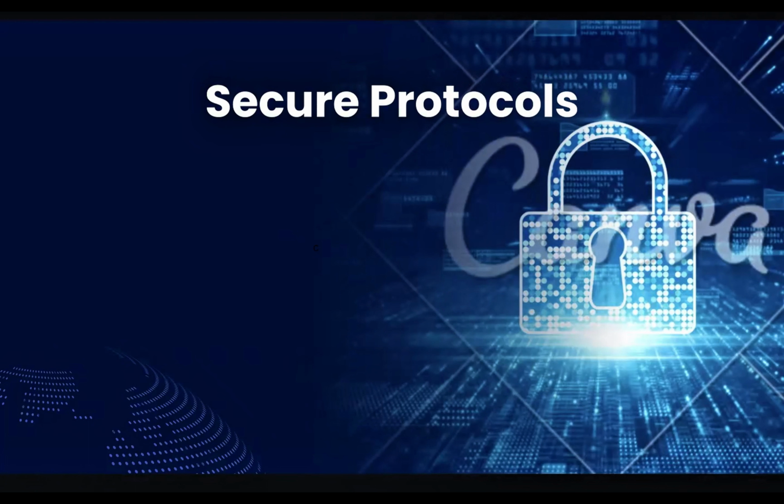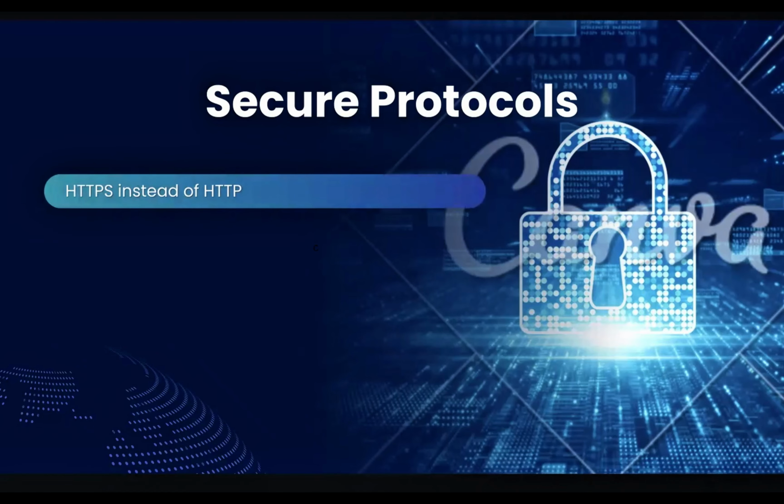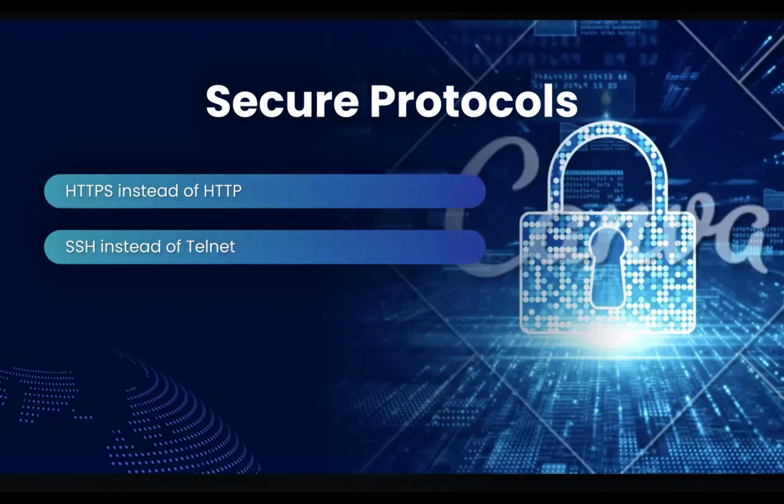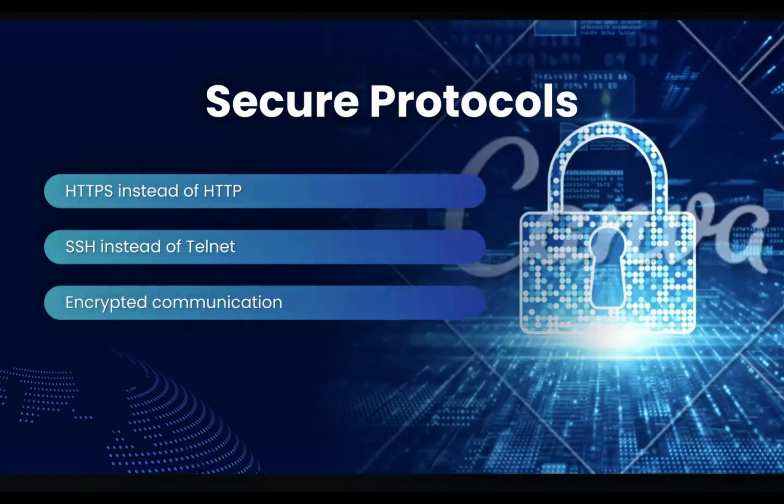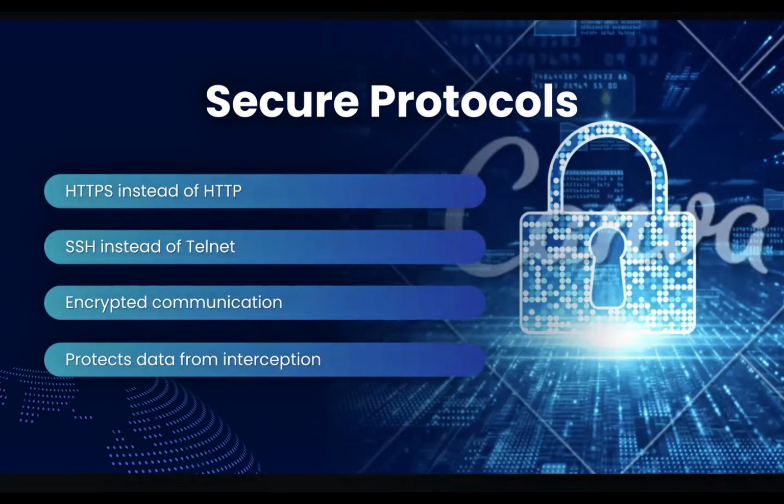Let's now proceed to understand secure protocols. Secure protocols protect communication. So we have HTTPS instead of HTTP. HTTPS should be used because it has SSL. We also have SSH instead of Telnet. Telnet is not as secure, so SSH is better. And we have encrypted communication channels, and all of this prevents interception.